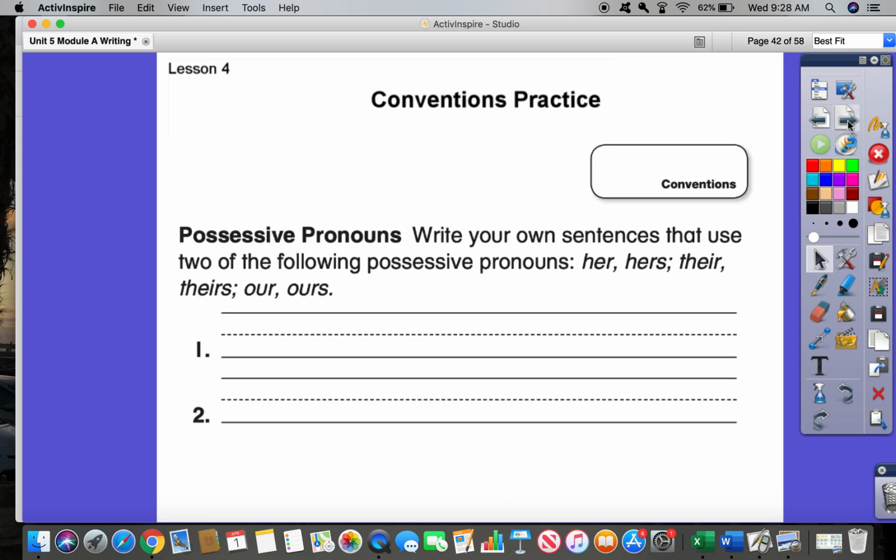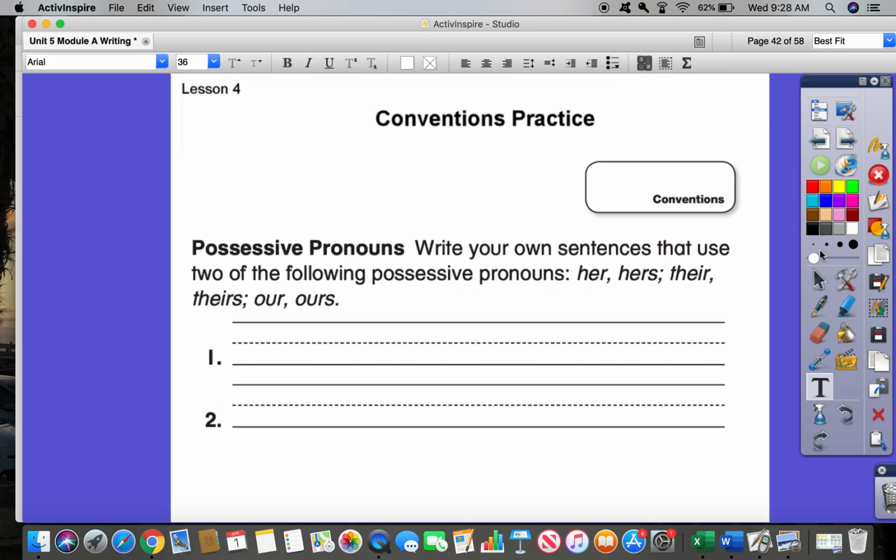So in your writing journals online for the conventions practice, you're going to write your own sentences that use two of the following possessive pronouns. You get to choose two of these: her, hers, their, theirs, our, ours. For example, if I were to come up with a sentence, let me make this a little bit bigger.